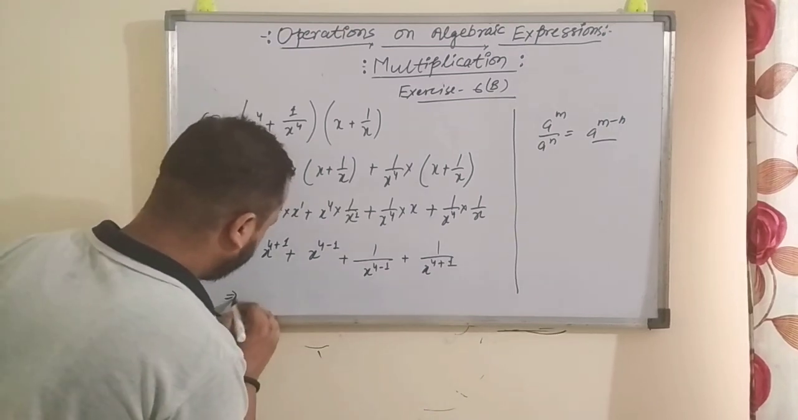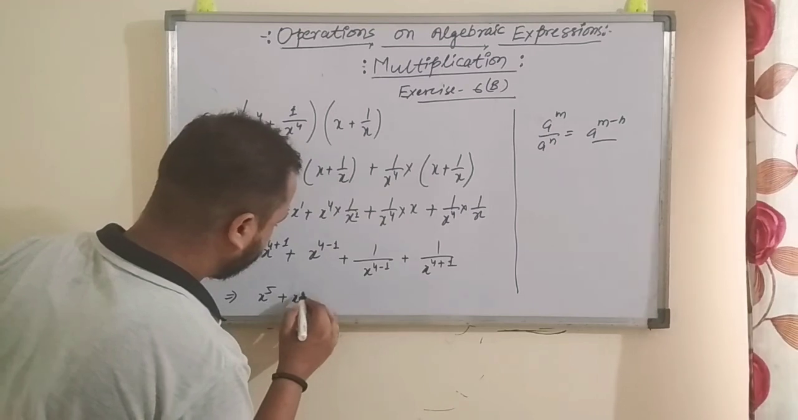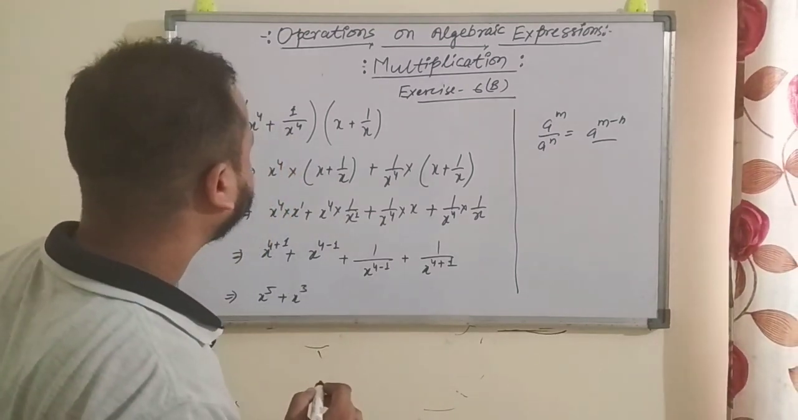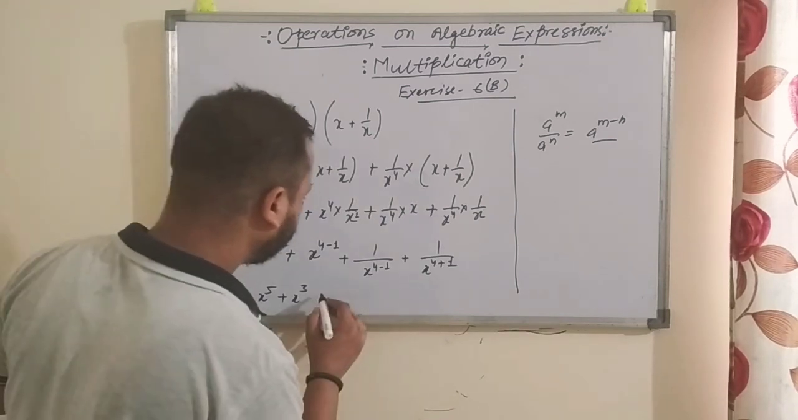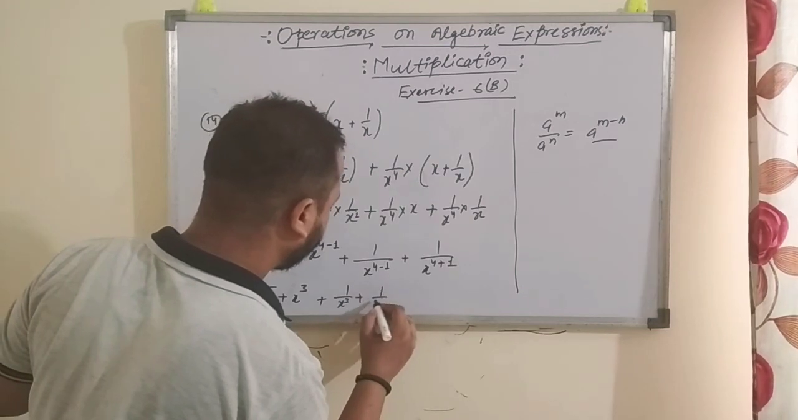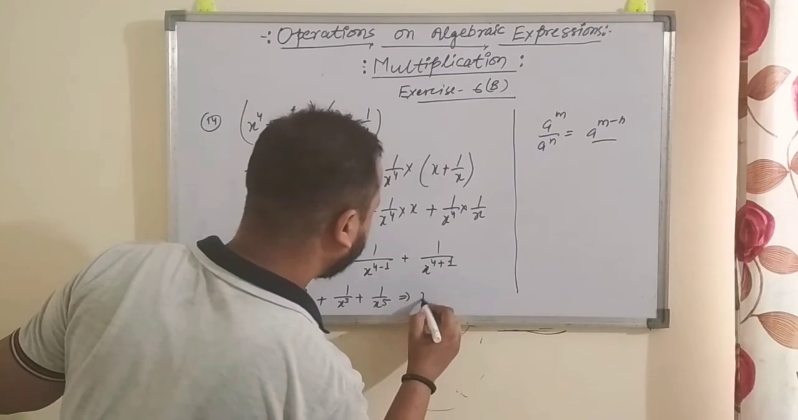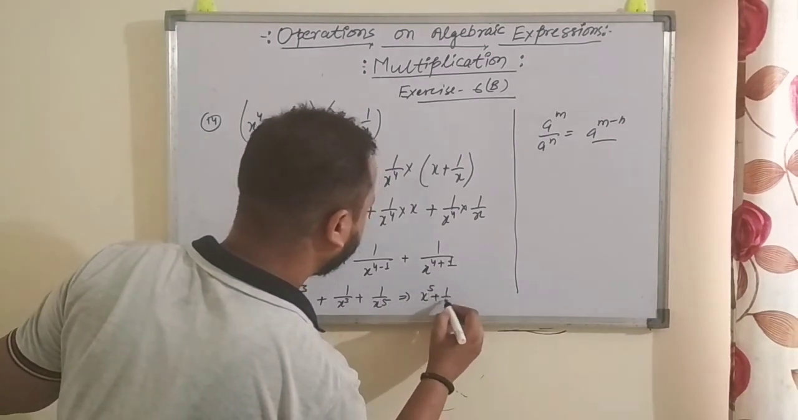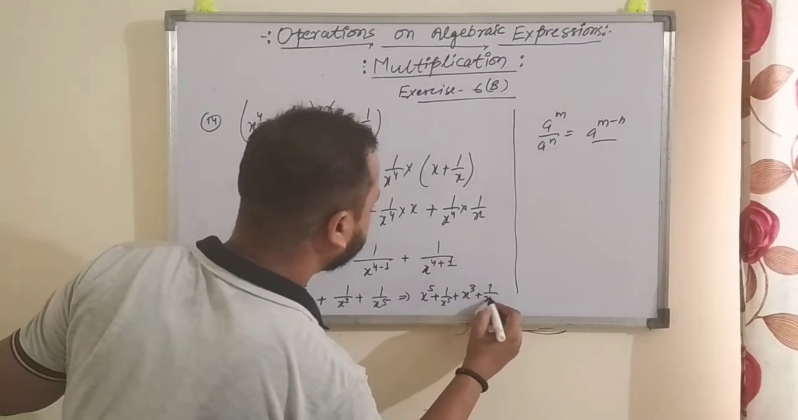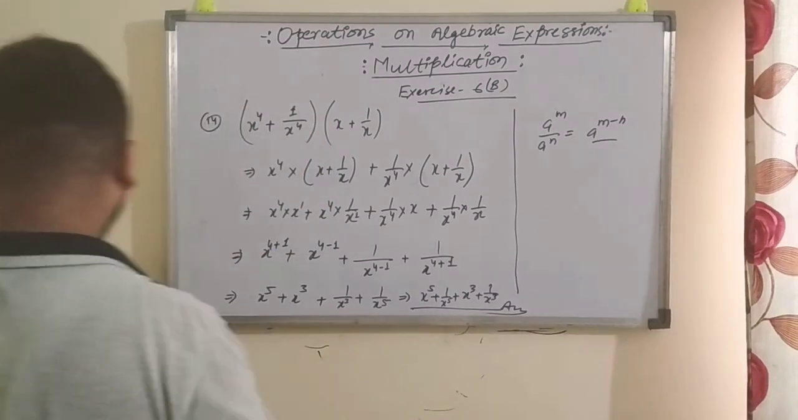So just to summarize, write the final line: x power 5 plus x power 3 plus 1 upon x power 3 plus 1 upon x power 5, or you can write it as x power 5 plus 1 upon x power 5 plus x cube plus 1 upon x cube. This is your answer, right?